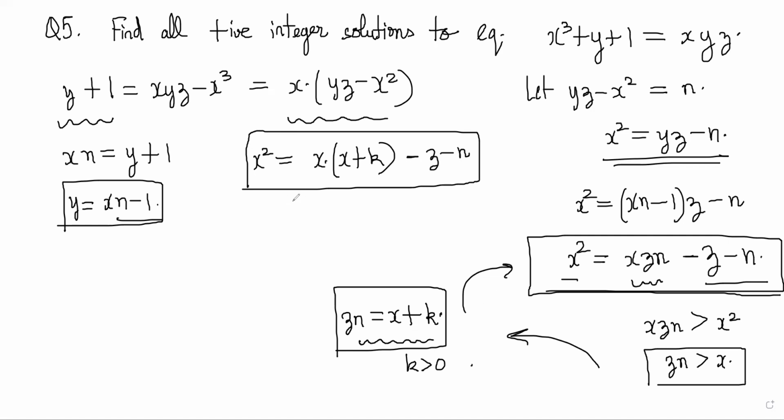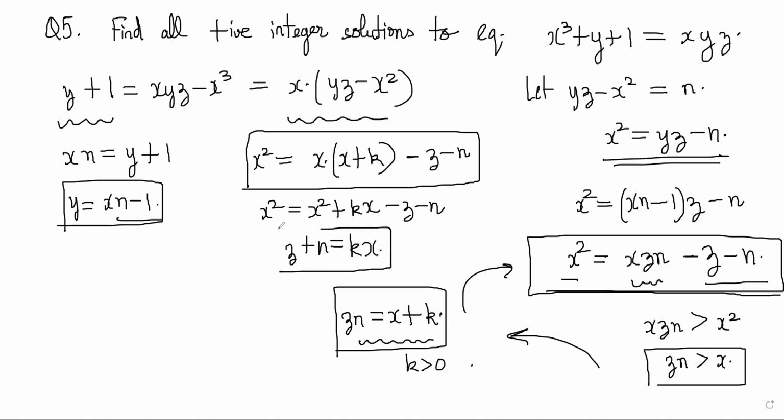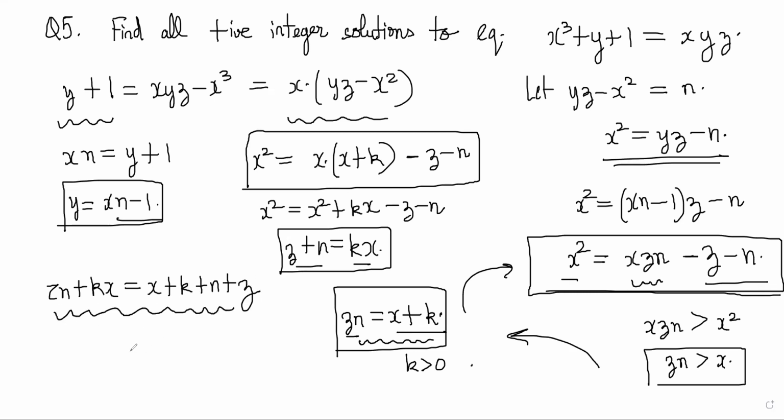We have taken zn is equal to x plus k and put it back in this equation. So notice here that x squared is equal to x squared plus kx minus z minus n. So x squared is getting cancelled and we are getting z plus n is equal to kx. Now I have two different equations which look quite similar: z plus n is kx and zn is equal to x plus k. Adding the two equations, I get zn plus kx is equal to x plus k plus n plus z, right?